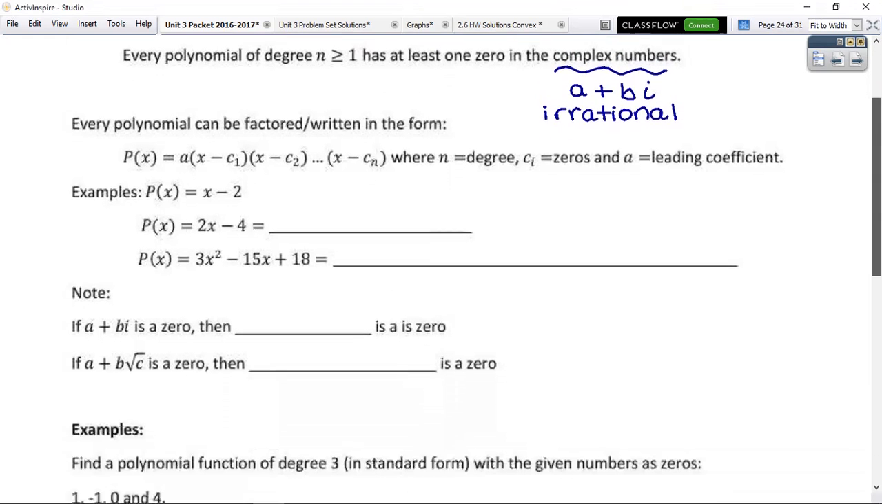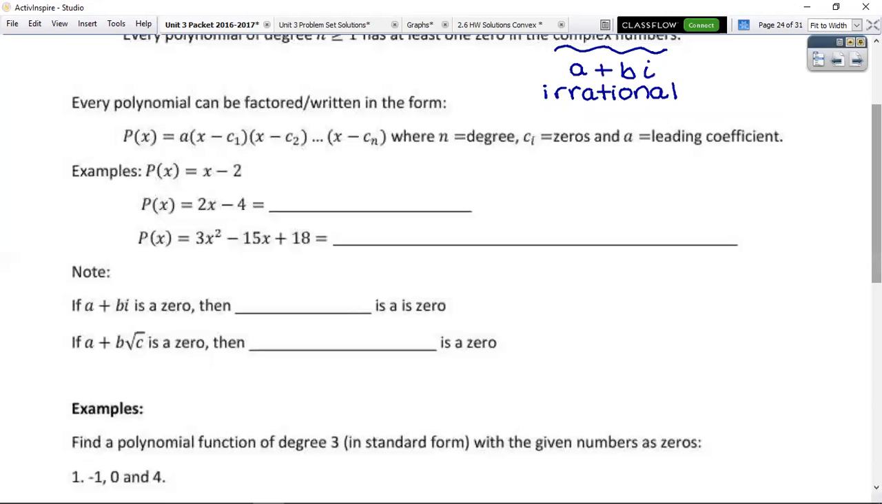So to begin, you can always take a polynomial and factor it. That's what you've been working with this week. So your first one here, this would just be linear. And if I want to factor 2x minus 4, I would GCF the 2 out, and I would be left with x minus 2.